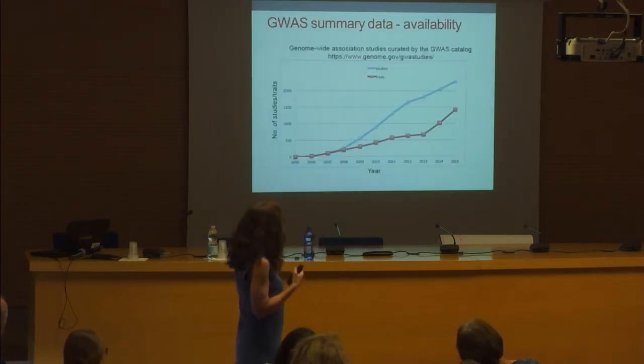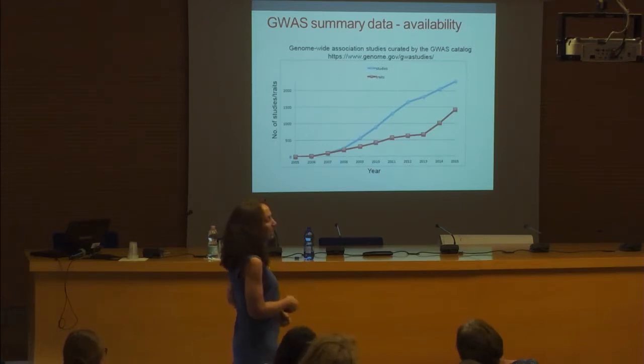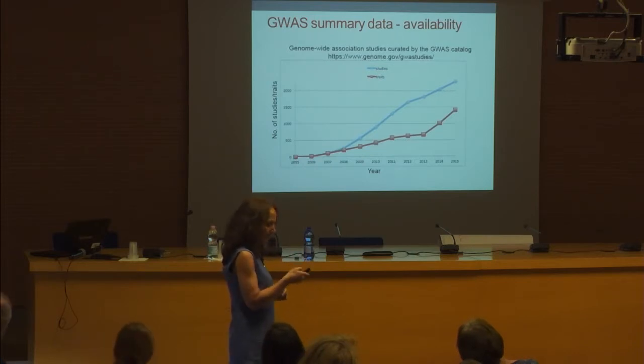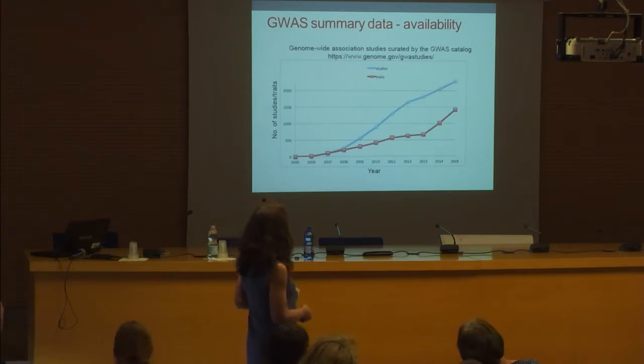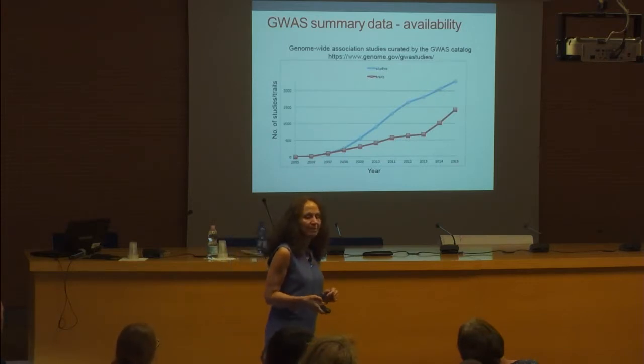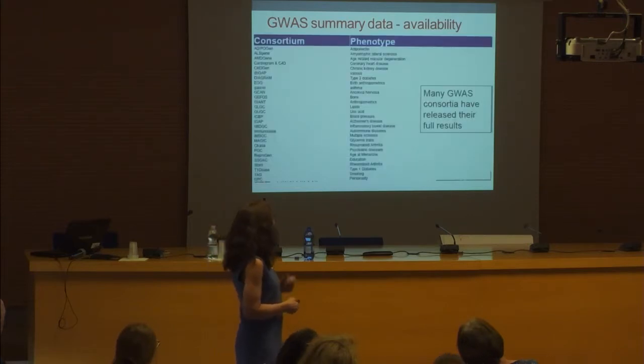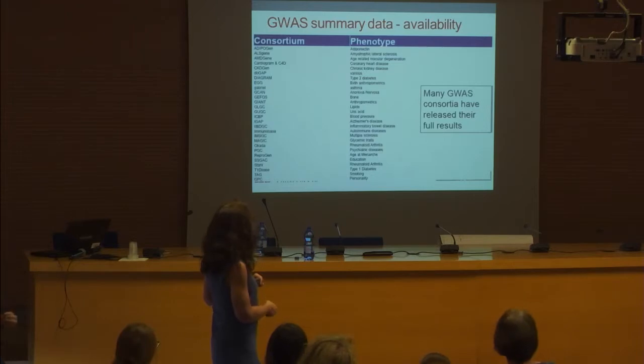So just a quick summary of the sorts of data that are available. There's now 2,500 GWAS studies that have made their data publicly available in aggregate. And they cover about 1,500 different traits. So this is not by any means exhaustive. These are some of the consortia. These are some of the measures.